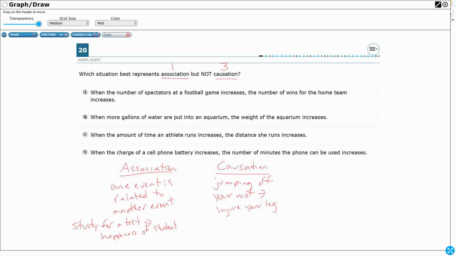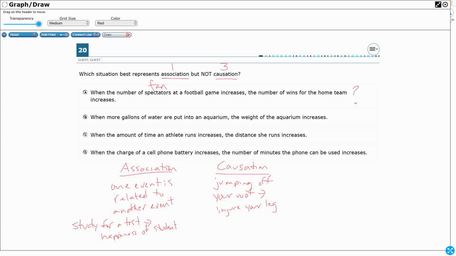So let's look at A. When the number of spectators at a football game increases, the number of wins for the home team increases. Well, the number of spectators, these are fans. They're going to be loud. They're going to cheer. They are going to give you home field advantage. Every team loves to play in front of their fans. But the number of wins for the home team, I don't know if the fans directly impact that. This has to do with strategy and skill and who the opponents are. So I'm not quite sure about that.